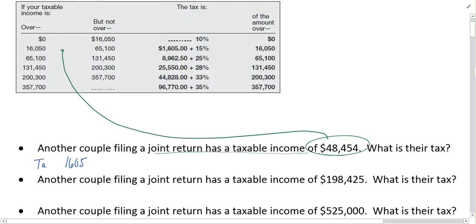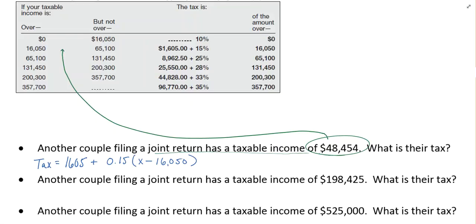$1,605 is the minimum tax. And in addition to that, we will add 15% times any number over 16,050.